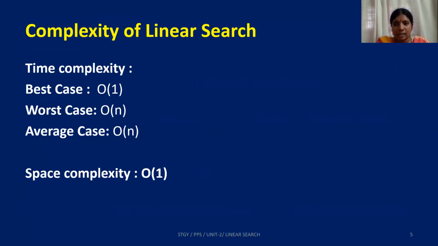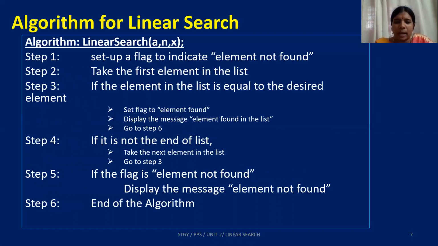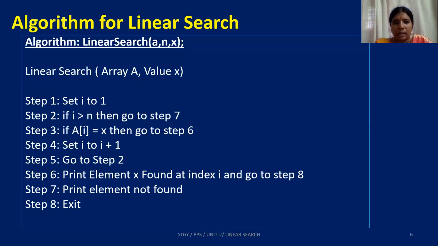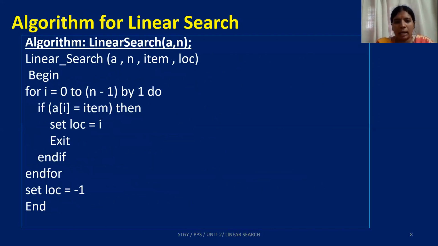We will analyze this in more depth in later videos, but for now, the best case complexity is O(1), the worst case is O(n), and the space complexity is O(1). Now let's check an algorithm for linear search. So how does the algorithm look? There are multiple ways of people writing algorithms. This is one, this is another, and this is another. Let's consider this algorithm.